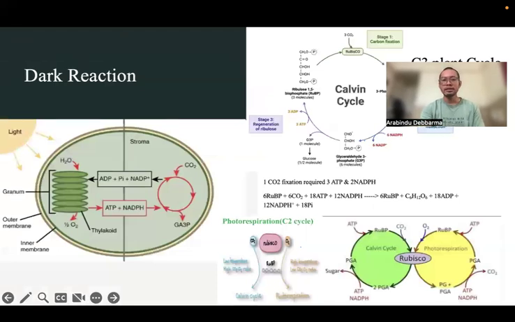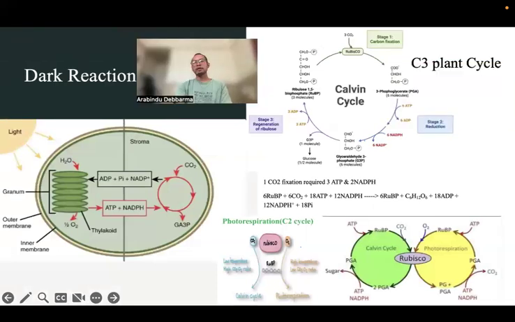Now, the dark reaction doesn't mean it occurs only in the night. Dark reaction means that even when there is no light or very little light, the reaction can occur. So the dark reaction means the reaction of photosynthesis, or the reaction of glucose preparation, that occurs in the absence of sunlight or in very little light. That condition is called the dark reaction.